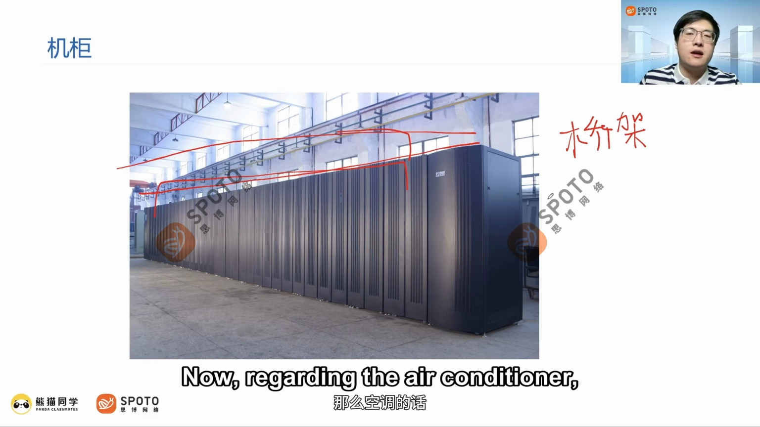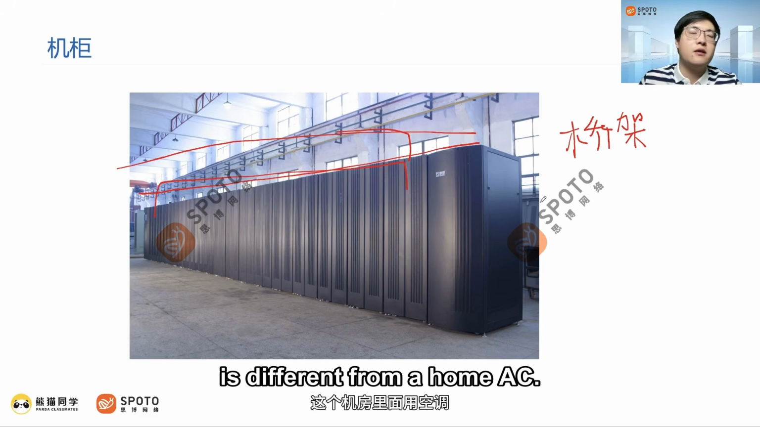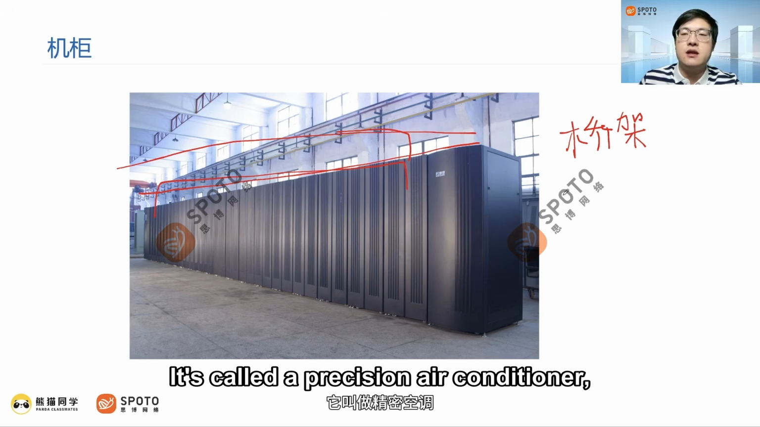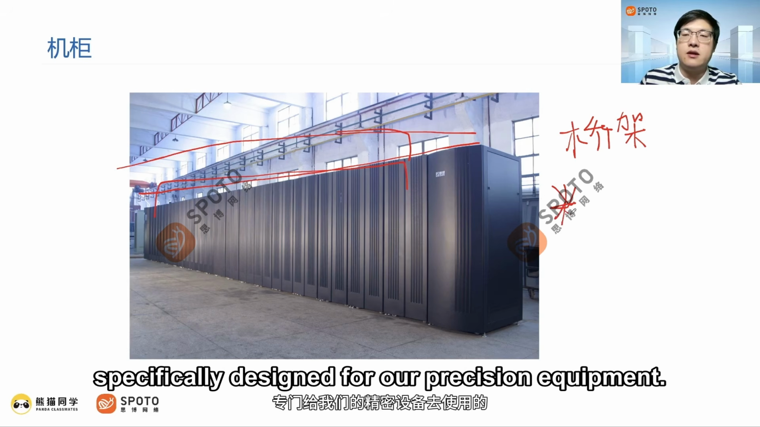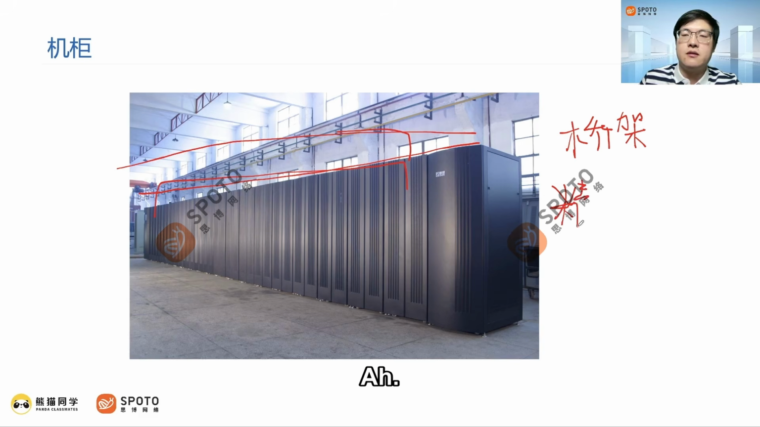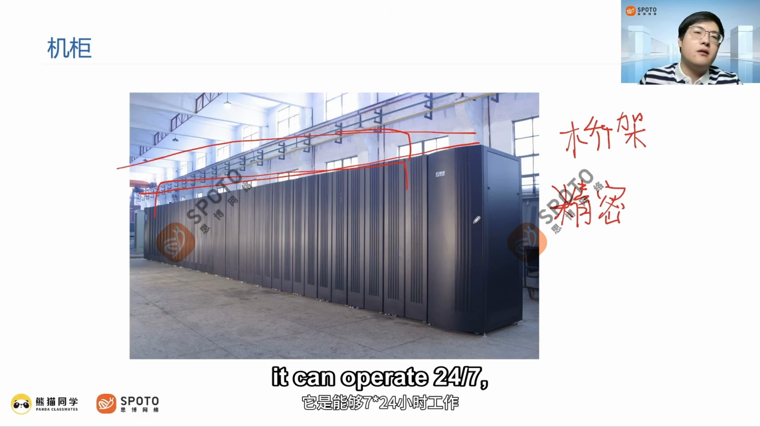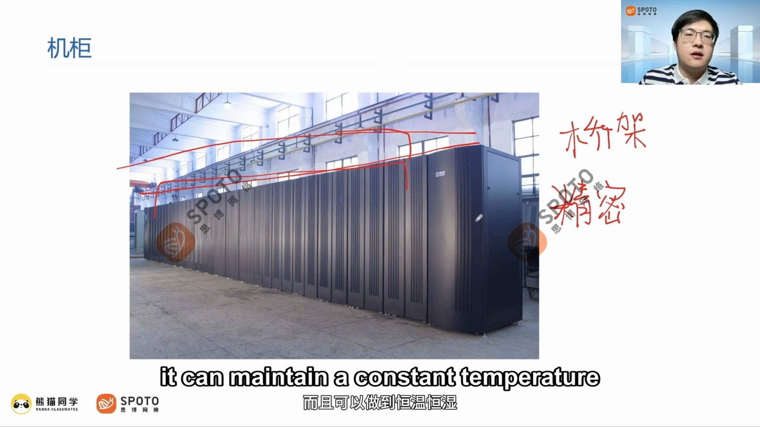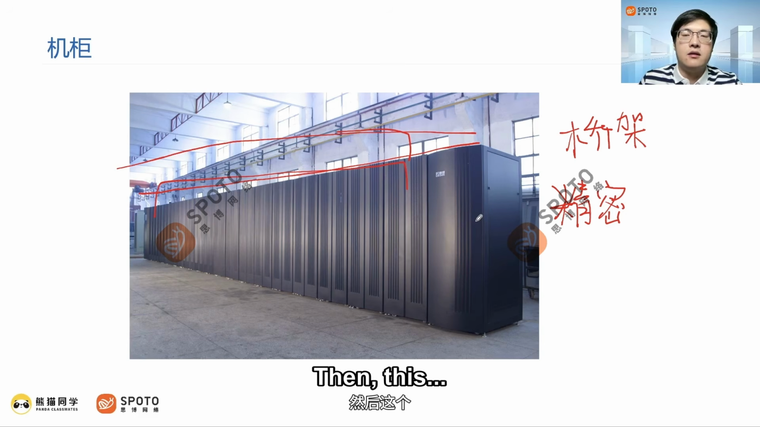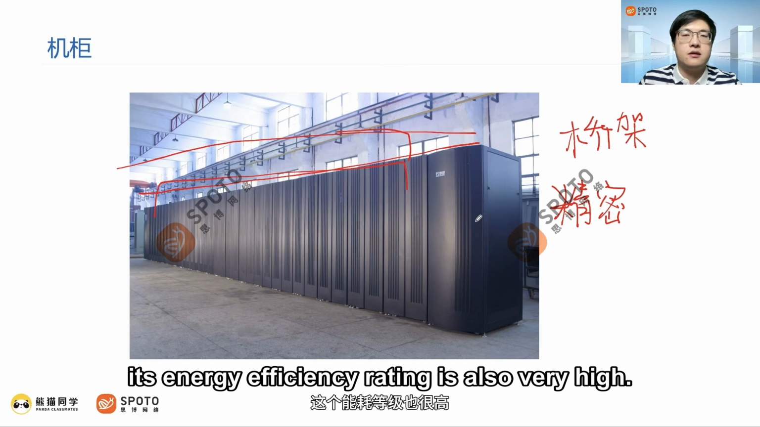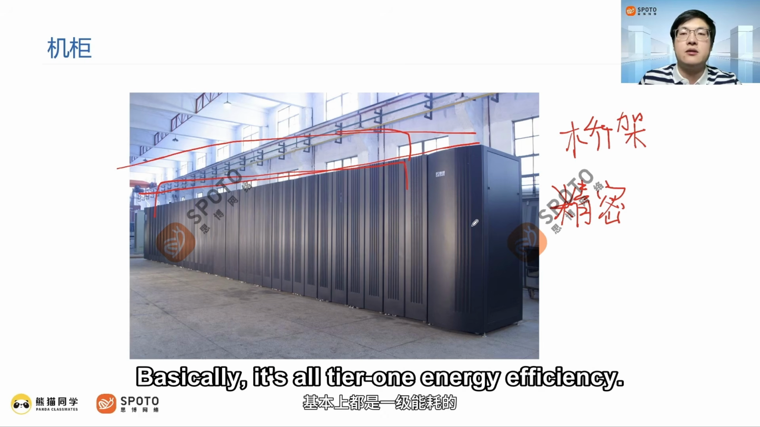Now, the AC used in a server room is different from a home AC. It's called a precision air conditioner, specifically designed for our precision equipment. As for precision air conditioning, it can operate 24/7. And also, it can maintain low electrical loss. Its energy efficiency rating is also very high. Basically, it's all tier 1.